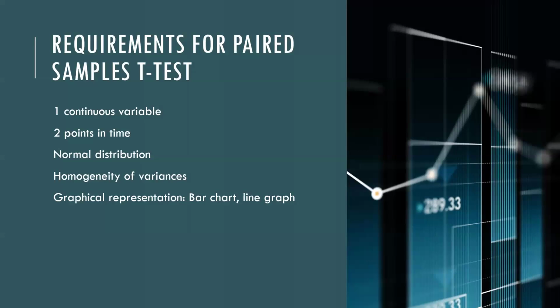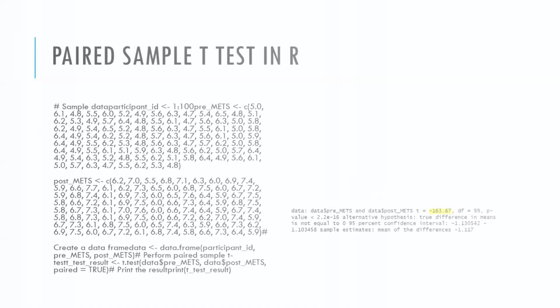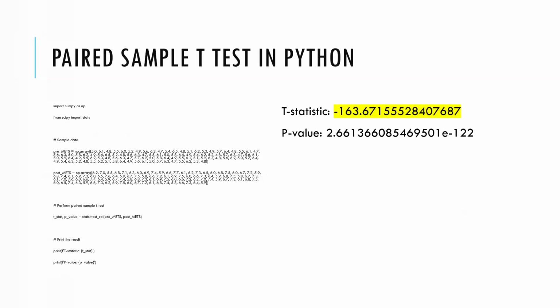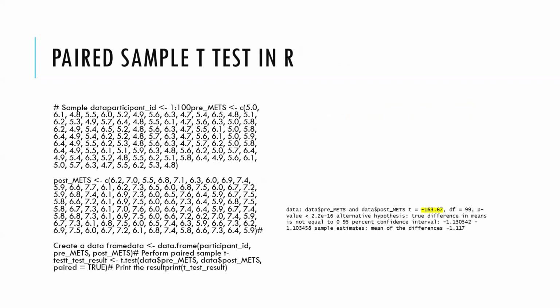Okay, so what do you need for a paired sample t-test? Again, one continuous variable, only two points in time. If you have more than two points in time, then you're going to be using a repeated measures ANOVA, not a t-test. You need a normal distribution, homogeneity of variances, and you can do a bar chart or a line graph. Here's the test, here's the code in R and in Python, and we get a t-statistic of negative 163, so the same result in both programs.